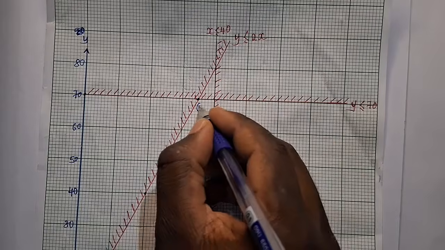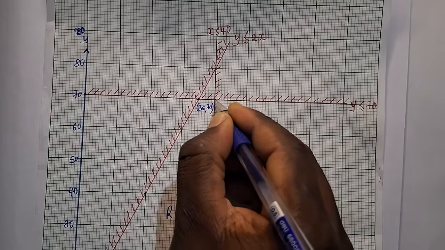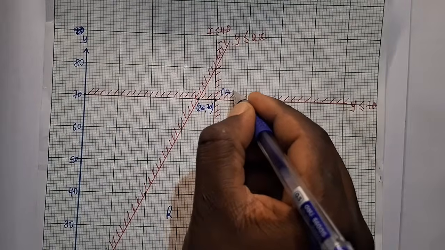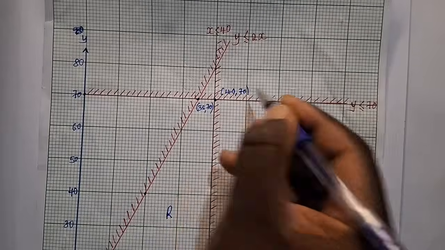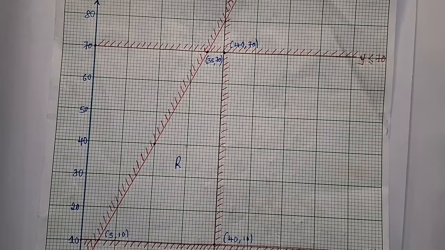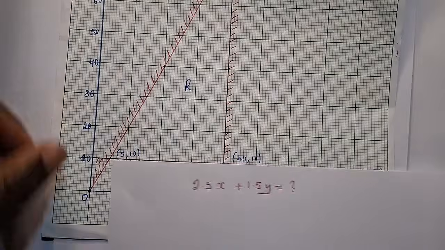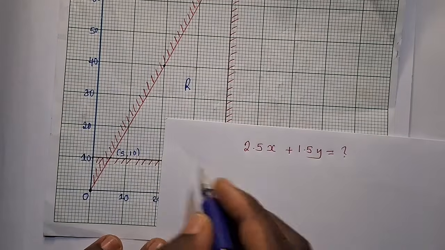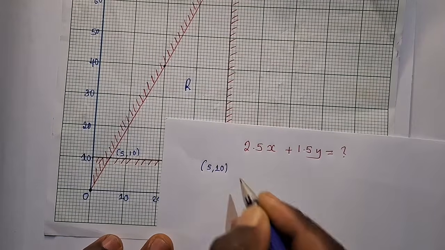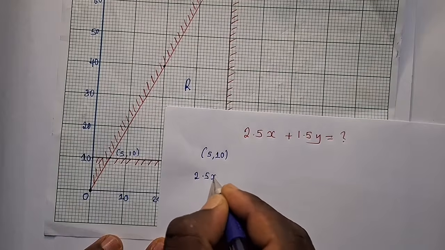This is (35, 70). Wow, this one is (40, 70). Okay, so those are the coordinates that you're able to see. So now we'll get this objective function. We start with the first here. So I'll say this is (5, 10), and then I'll get my objective function.